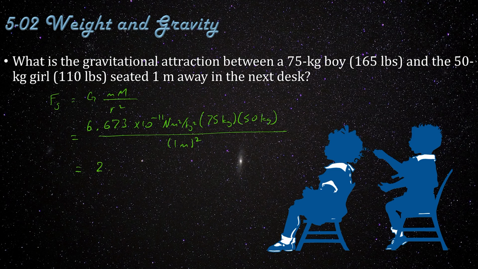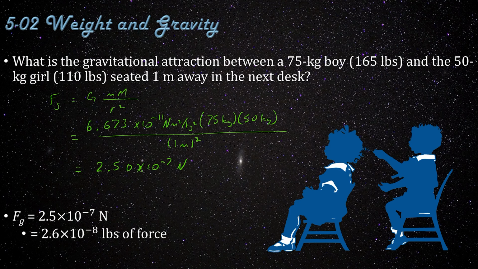The most common issue students have is they forget to square that. And we end up with 2.50 times 10 to the negative 7 newtons. So that's 1/10,000,000th of an apple, or 2.6 times 10 to the negative 8 pounds of force. So I would say that gravity is not the reason why you're attracted to the person next to you.